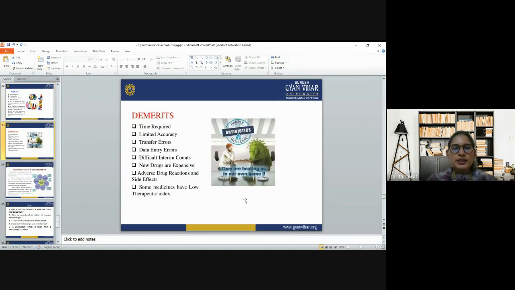The demerits include that it requires lots of time and has limited accuracy. Transcription errors and data entry errors are also there, and there is difficulty in interpreting codes. New drug invention is very expensive because it takes a long process. Adverse drug reactions and side effects are also there. Some medications also have a low therapeutic index.